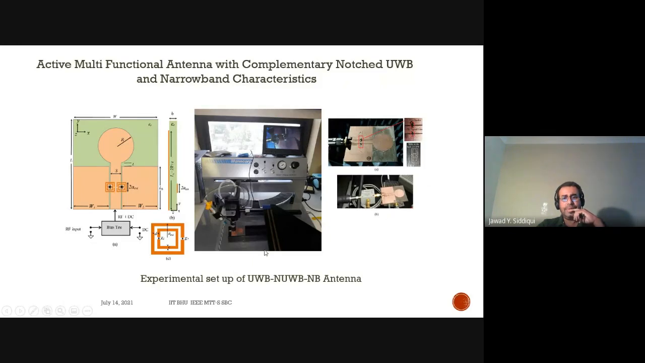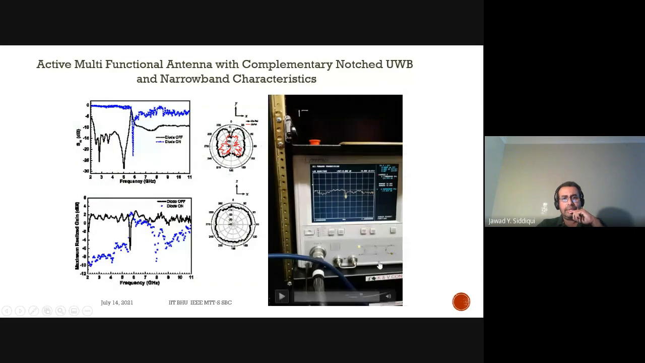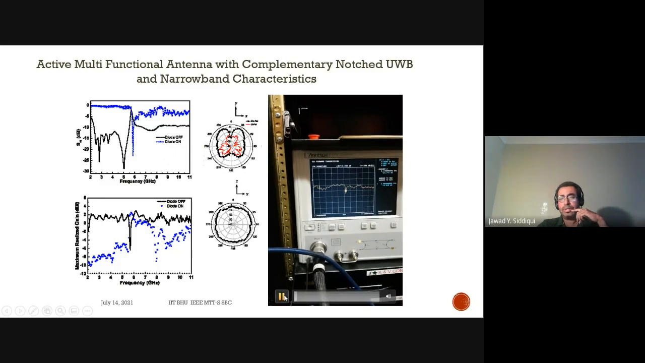And we did an experimental setup to see the real-time performance of this antenna. And you can see this is the real-time antenna when the diode is in on and off condition, where the antenna basically toggles between a frequency notch antenna and a narrowband antenna. And I have a small video you can see here.